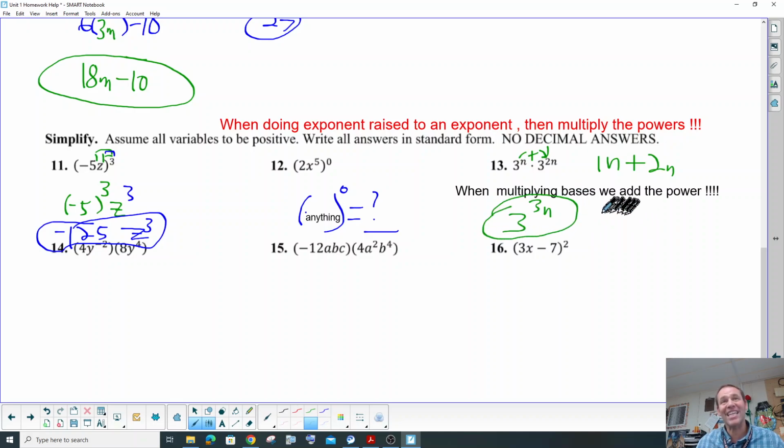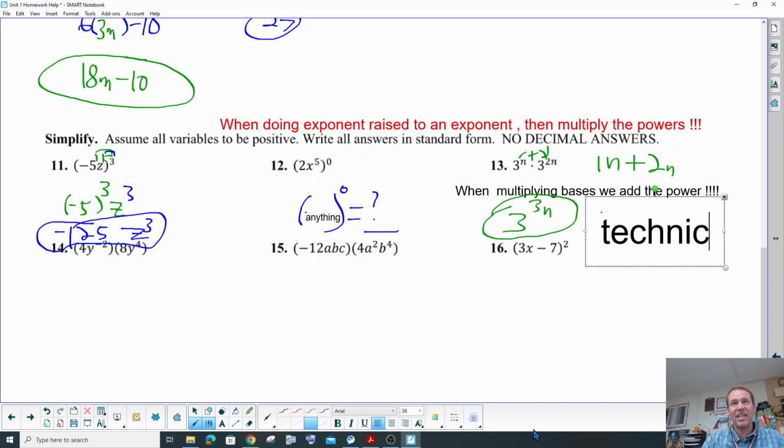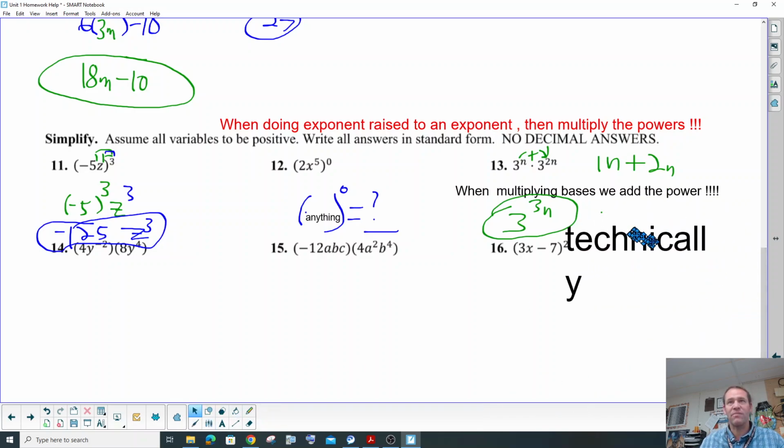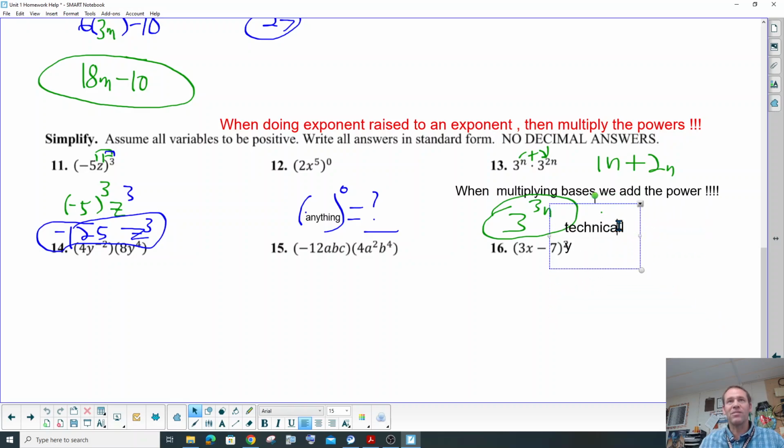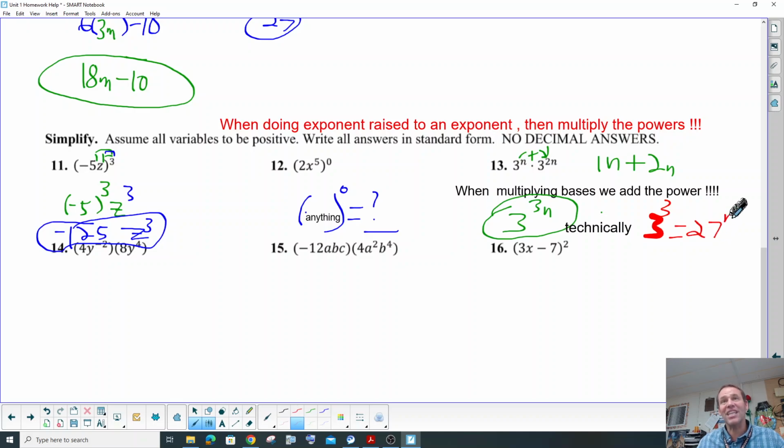And so, technically, you could actually distribute that 3. We'll leave that as the answer. Don't worry, that'll be our answer there. But technically, 3 to the third power is 3 times 3 times 3. So 3 times 3 is 9, times 3 is 27. So technically it is 27 to the n power, but we can go ahead and just take that for now since we're just focused on exponents.